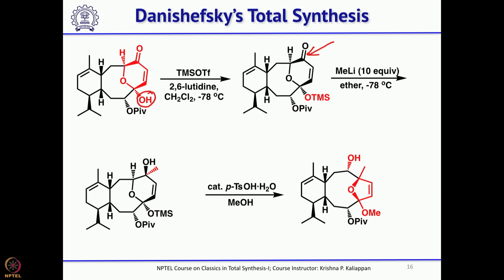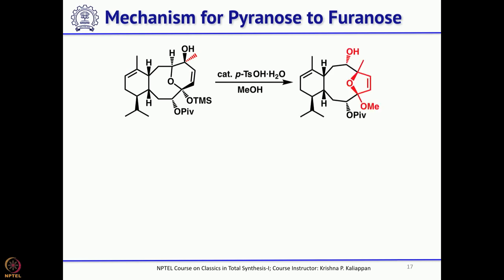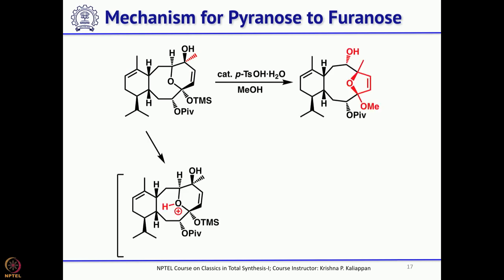So how does it happen? This is a very interesting, again, a rearrangement. It's like a Achmatowicz-type rearrangement. Once it was a 5-membered ring, that is furan, furan to pyranose, now pyranose to furanose. Okay, it's like a rearrangement. How did this happen? The moment you protonate, what happens? This oxygen gets protonated, then this lone pair on the OTMS opens this.